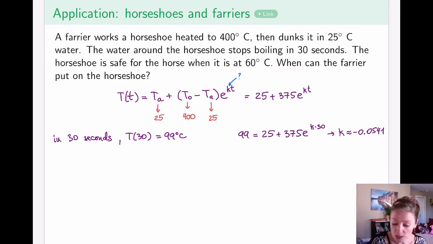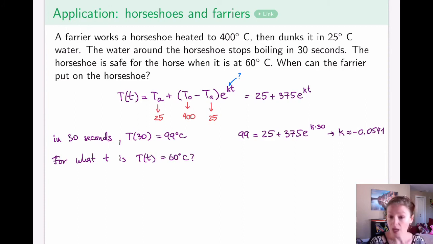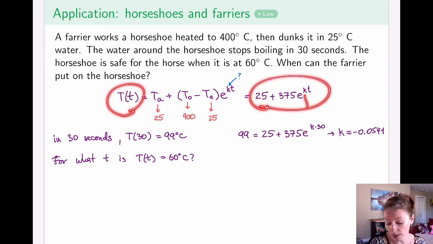Now the question is, when can the farrier put on the horseshoe? And that is when the temperature is at 60 degrees Celsius. So what we want to know is, for what time t is the temperature equal to 60 degrees Celsius? And once again, we're going to take it through the model here. So the temperature on the left-hand side here has to be 60 degrees for the horse to be comfortable, and the right-hand side is here.